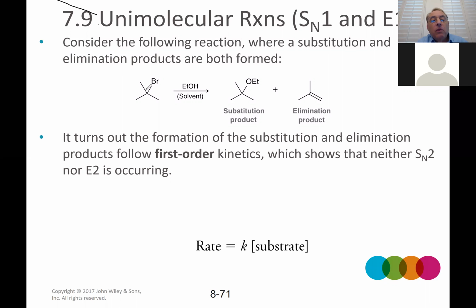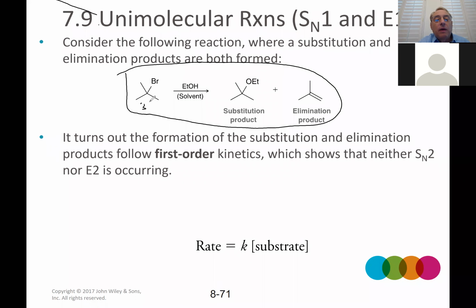So here's a substrate. Here's a reaction of a tertiary substrate, and we dissolve it in a solvent. So we don't have an anion, we don't have a hydroxide or a methoxide or a cyanide or any anion that can act as a nucleophile. The solvent is the nucleophile. It's ethanol. And you see that you get a mixture of products.